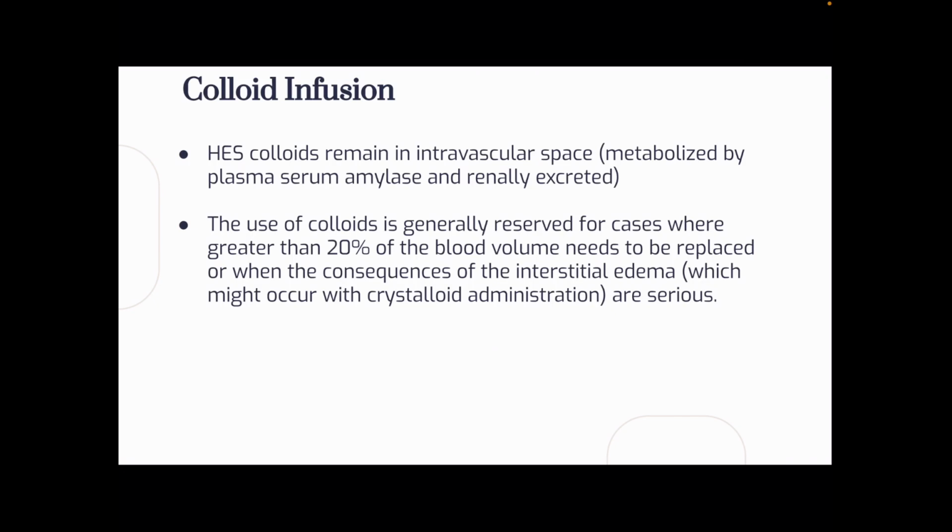هنا يقول لك ال HES colloids remain in the intravascular space, metabolized by the plasma serum amylase, and renally excreted. The use of colloids is generally reserved for cases with greater than 20% of blood volume needs to be replaced. فإن أنا خسرت كثير blood ما راح أعطي crystalloid. I will prefer a colloid infusion. Okay? Because ليش? Because الcrystalloid might cause interstitial edema.